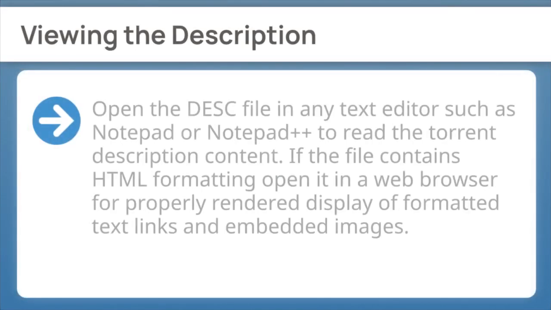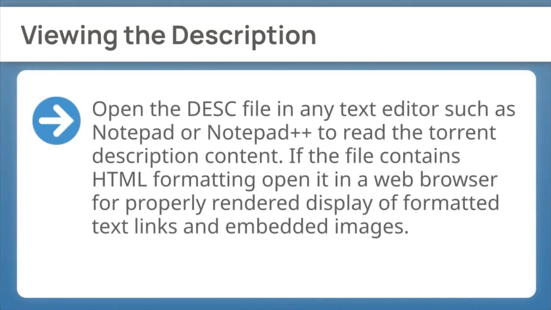First, viewing the description. Open the DESC file in any text editor such as Notepad or Notepad++ to read the torrent description content. If the file contains HTML formatting, open it in a web browser for properly rendered display of formatted text, links, and embedded images.